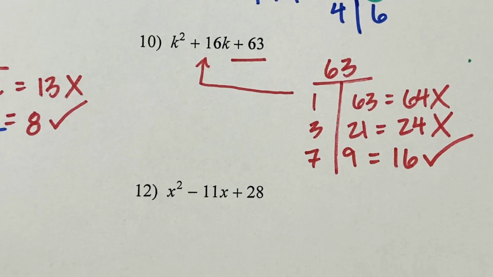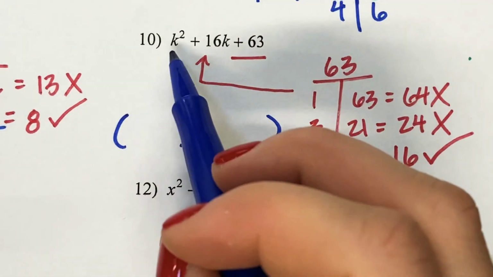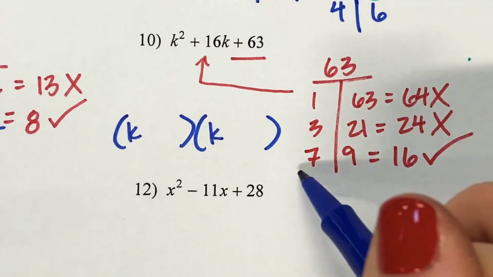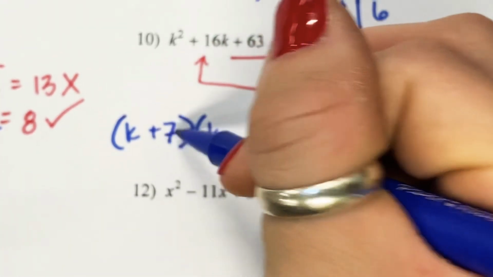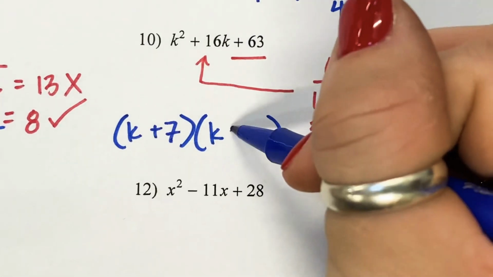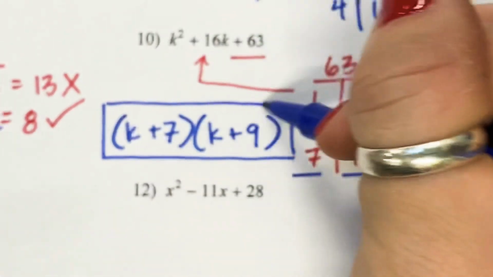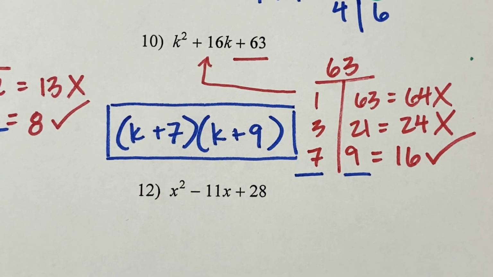So now we did that. We can write our parentheses. Okay, put your variable in front, k and a k. And now fill in your numbers. Okay, so it was a positive 7, so plus 7, and positive 9, so plus 9. Okay, and there we go, we factored it.